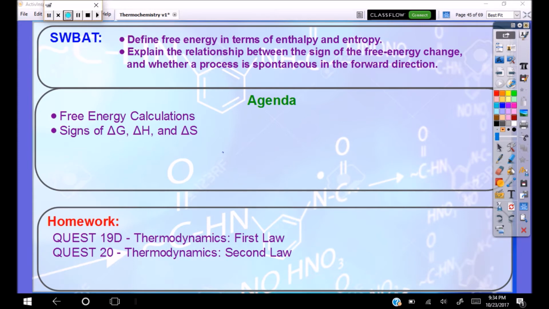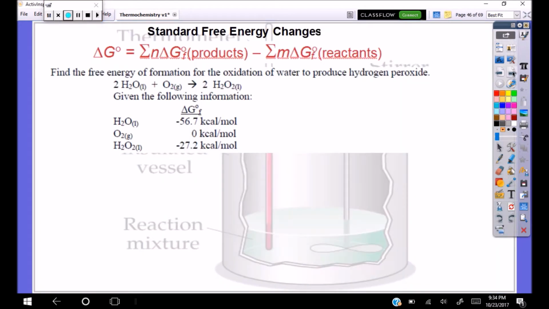It's pretty much the same equation we've been using, just a variation of the same thing, right? The change of whatever your products are minus the change in your reactants gives us your overall change, right? So our first one, here's a standard free energy change. It says find the free energy of formation for the oxidation of water to produce hydrogen peroxide, given the following information.